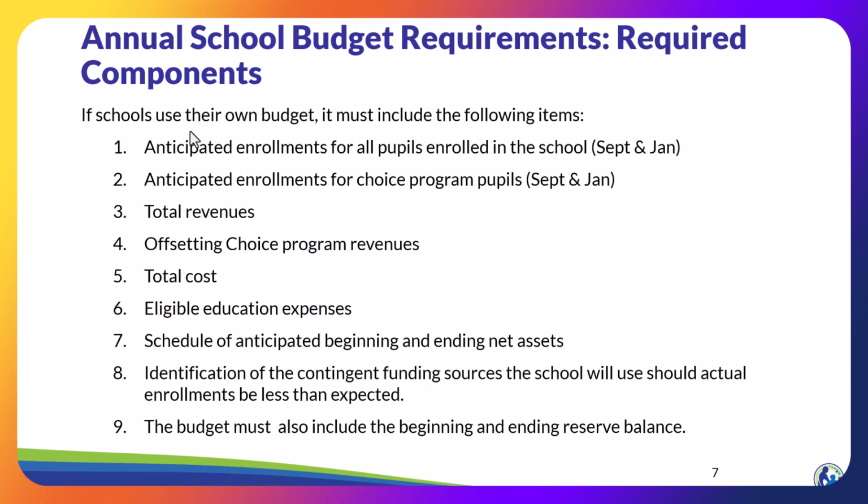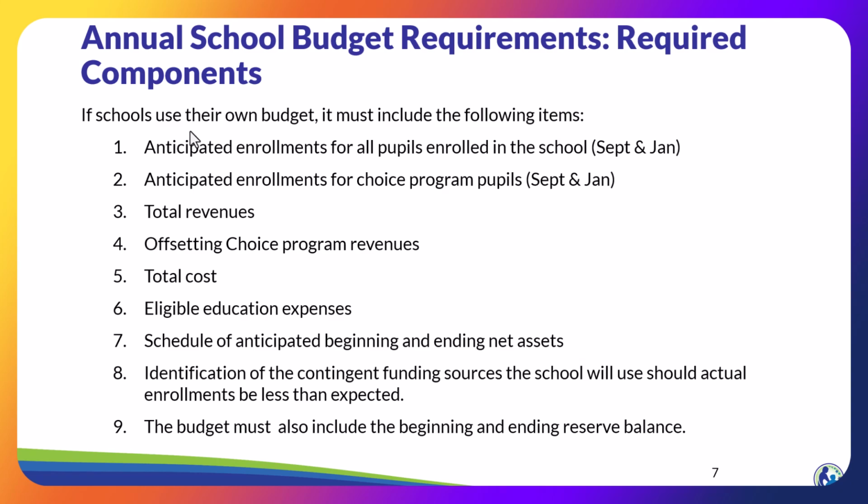Additionally, the budget must include the total revenues and offsetting revenues for the choice program. The financial audit bulletin available online describes which revenues are offsetting revenues. The budget must also include total cost and identify the eligible education expenses. The department has an eligible education expense bulletin available online that describes how eligible education expenses must be determined.